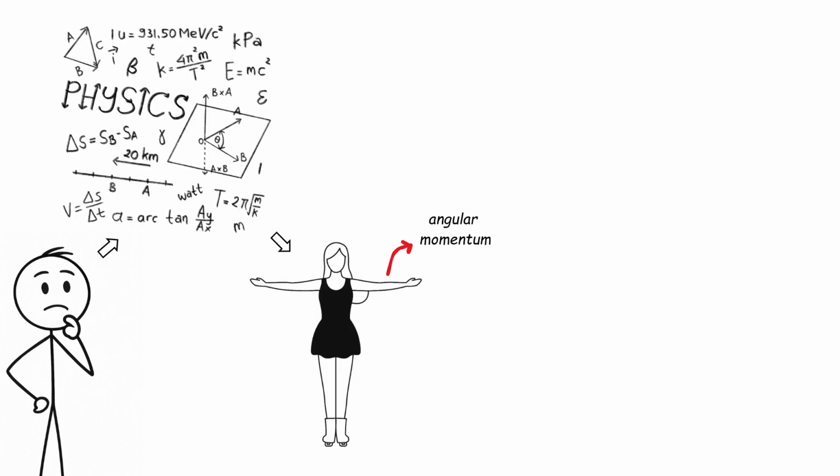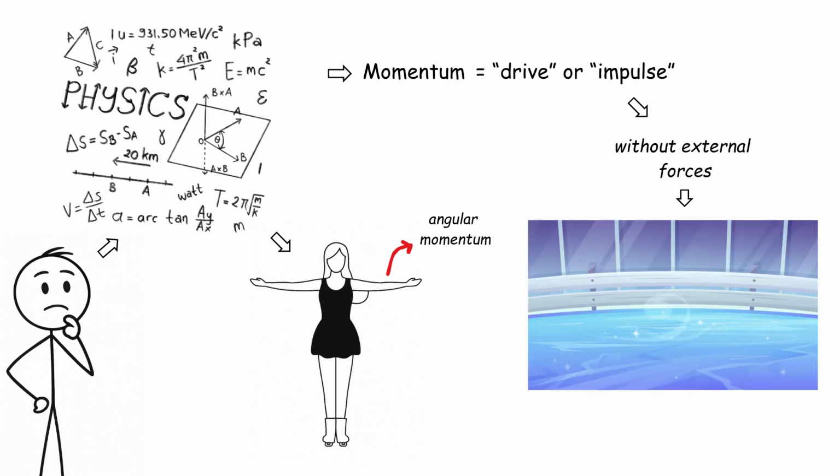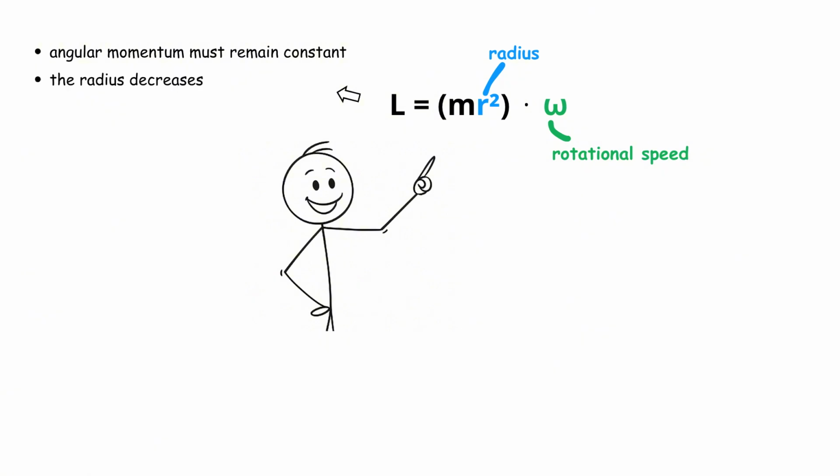The hands have a certain angular momentum. Momentum is what we commonly call impulse, and without external forces, which on an icy surface with very little friction are practically non-existent, the momentum does not change. One of the factors is the radius. Another is the rotational speed. If the angular momentum must remain constant and the radius decreases, the speed must increase.